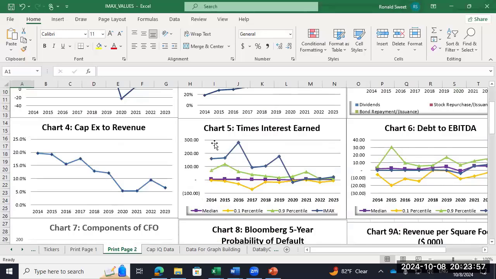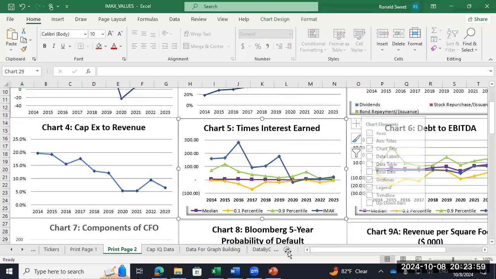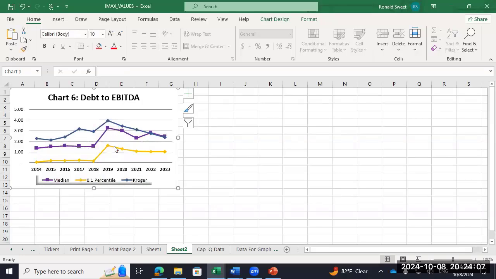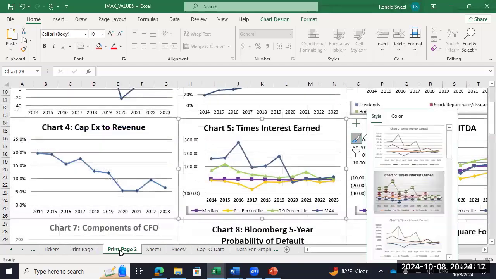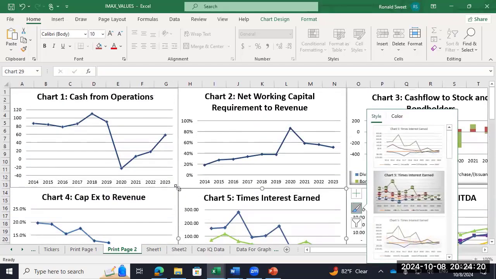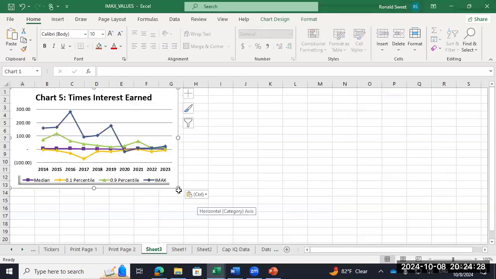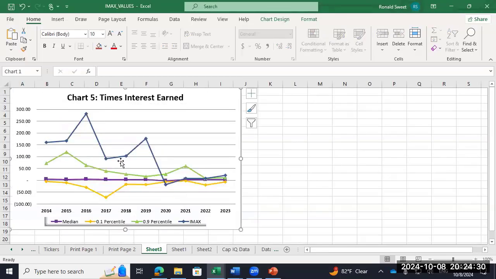Yeah. So here's our times interest earned. Y'all can tell me how they look here. So take out the 90th percentile. Definitely take out the 10 on this one. Oh, that's debt to EBITDA, excuse me. Debt to EBITDA. Boy, that looks like Kroger's again. That is Kroger's again. Why is this Kroger's? What did I do? I guess I didn't hit copy well enough. Control C. Wow, man, IMAX and Kroger's look exactly the same. You put chart 5 again? Oh, yeah.